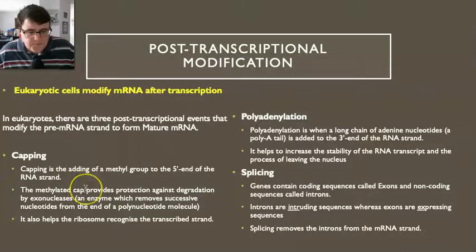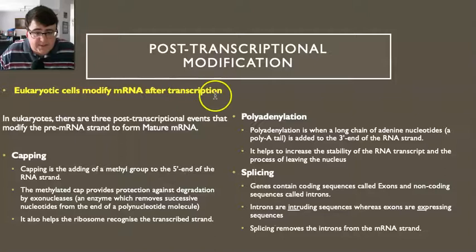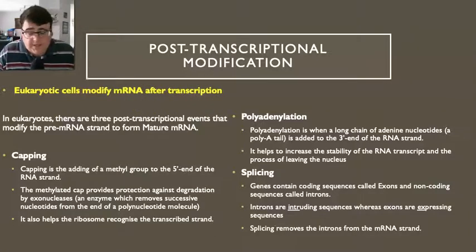Let's begin. So, we talked about the fact that eukaryotic cells will modify mRNA after transcription. That's one of your understandings, which is here in the bold in yellow. There's actually 3 post-transcriptional events that we need to look at and memorize for your exam coming up. That's capping, polyadenylation, and splicing.